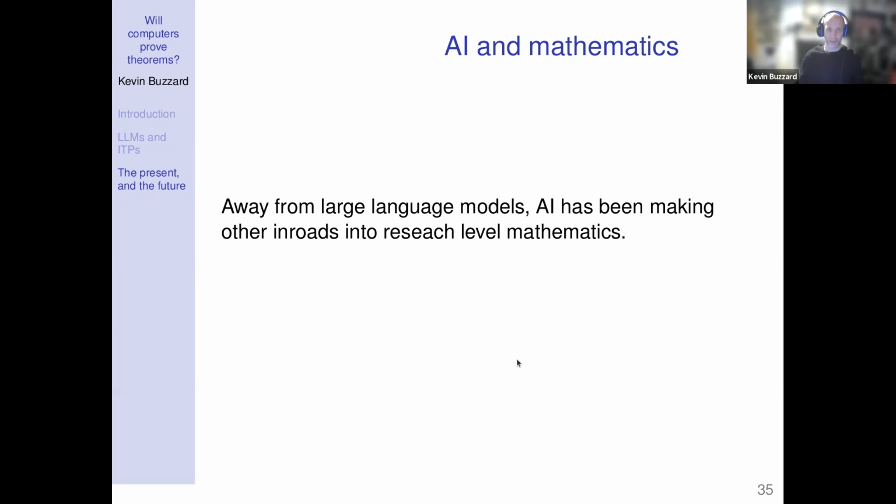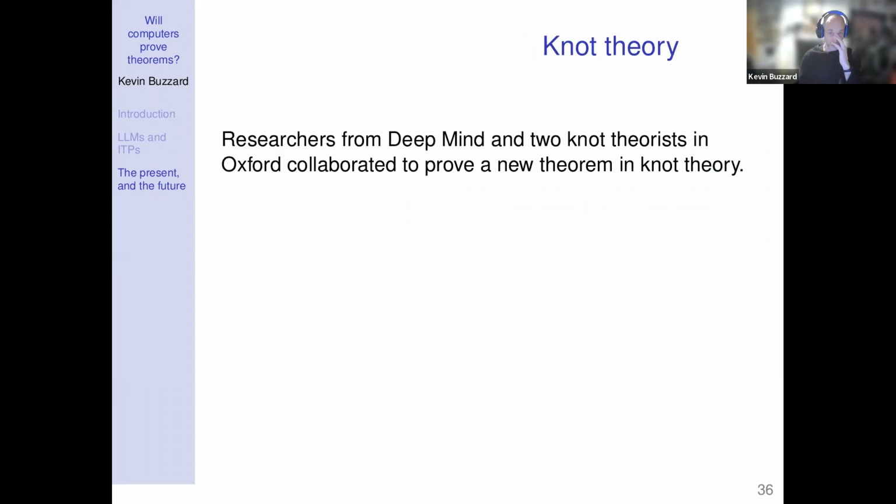And now let me talk about where we are with AI, these other techniques. So I'm going to move away from large language models now because we've seen their limitations, but AI is making other inroads into research level mathematics. Research spelt wrong there, sorry about that. So let me give you some examples. I'll give you 3 examples.